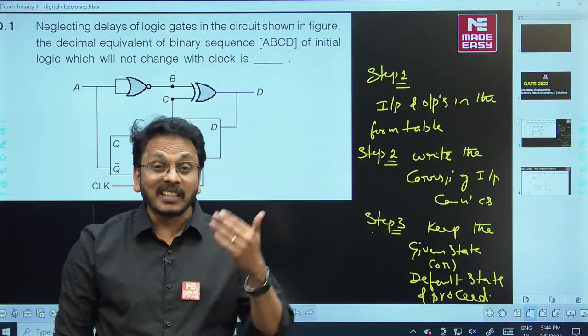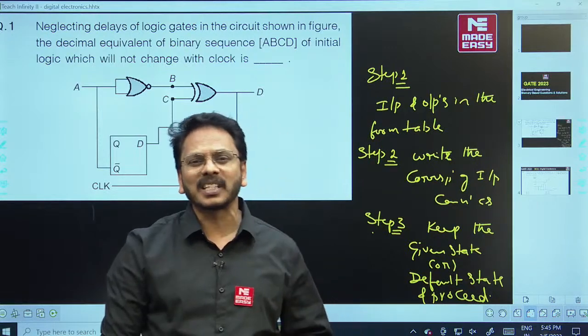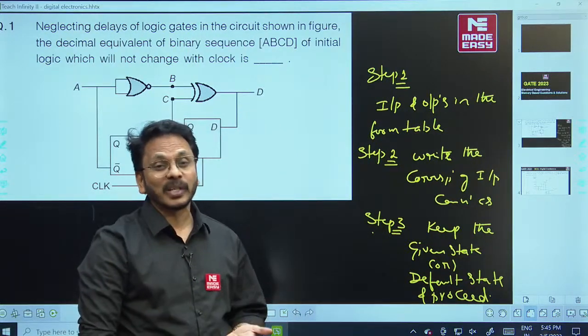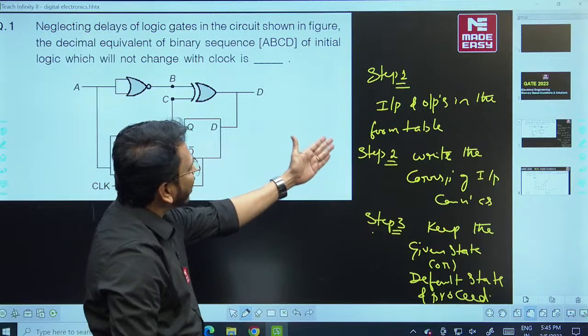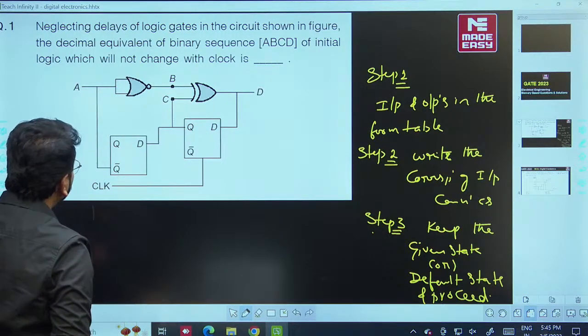Steps seem to be 3 steps. No sir, we have to do it like that. But you know that by applying those steps, we will get the answer in very little time. Let me check that here.